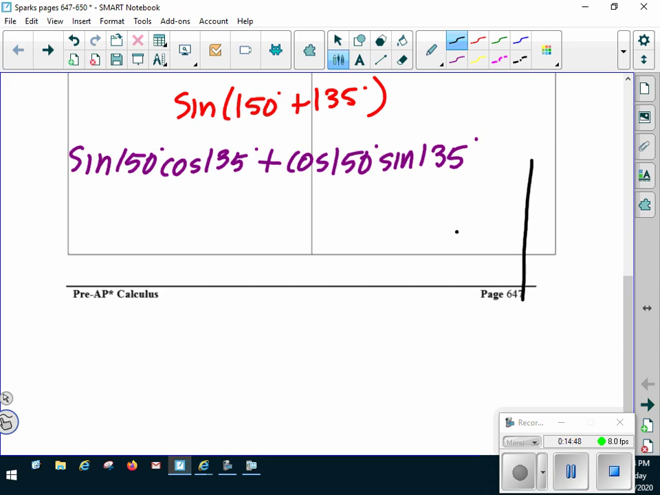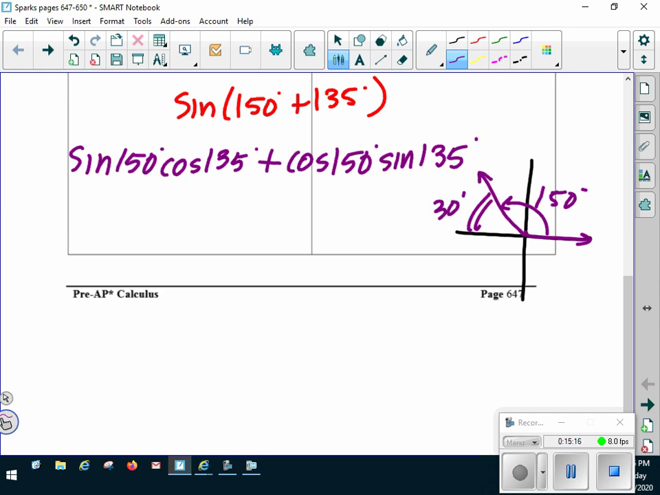Now, methinks we're going to have to go over to a circle and figure these things out. Let's talk 150 degrees. What quadrant? Quadrant 2. What's the reference angle? Good. So what is the sine of 150 degrees?